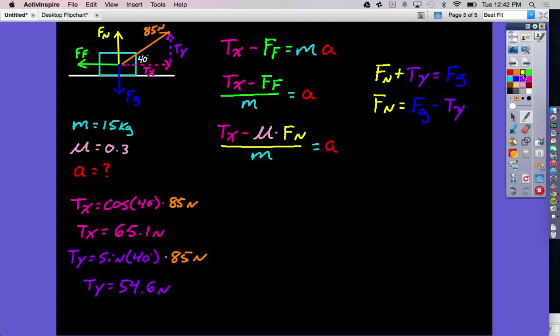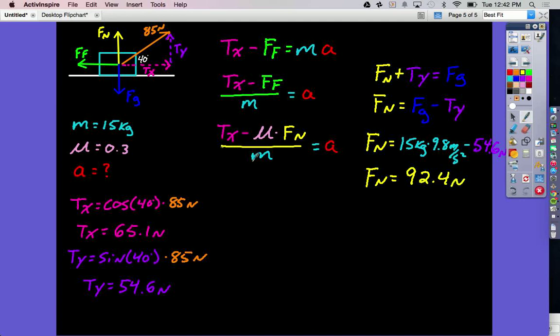And now I'm going to start plugging in some numbers. I know that the force of gravity is equal to the mass of the object times 9.8. And tension in the y we solved for as 54.6 newtons. Went a little bit off the board there, but that's okay. And when I plug all of this into my calculator, 15 kilograms times 9.8 minus 54.6, I should get a normal force of 92.4 newtons.